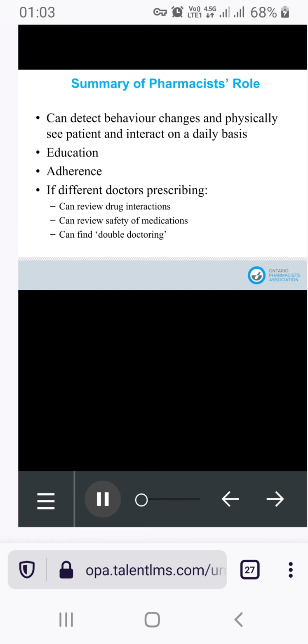Summary of the pharmacist role. Pharmacists should detect behavior change and physically see the patient and interact with them on a daily basis. Education, adherence, and if a different doctor is prescribing, can review drug interactions, review safety of medication, and find double doctoring.